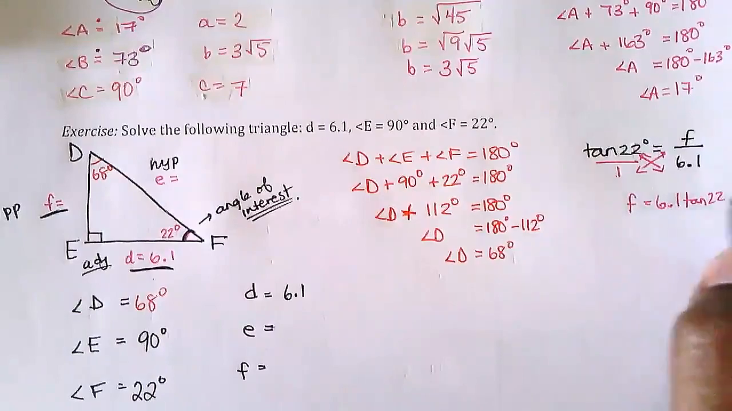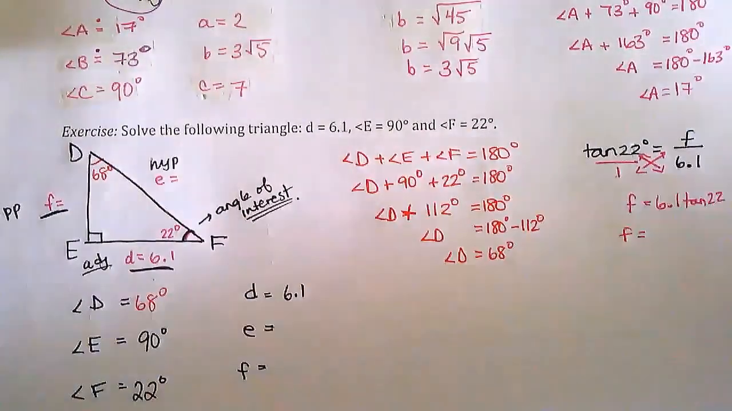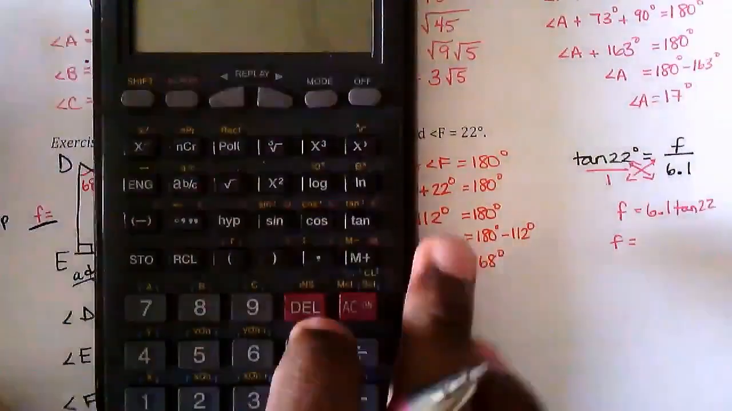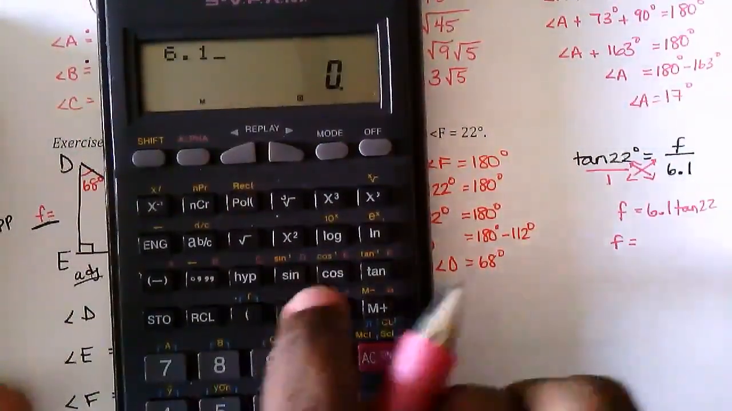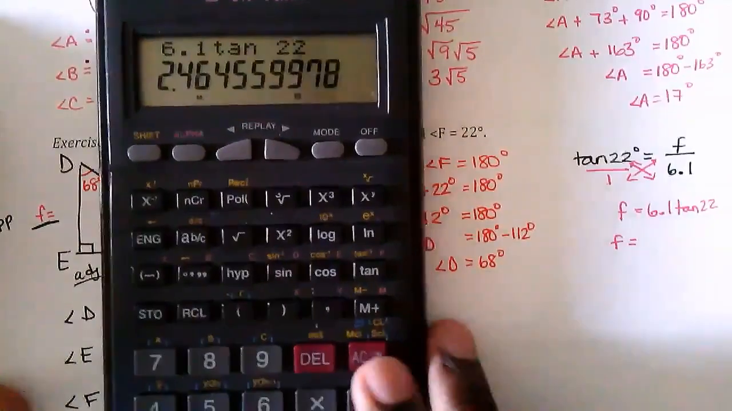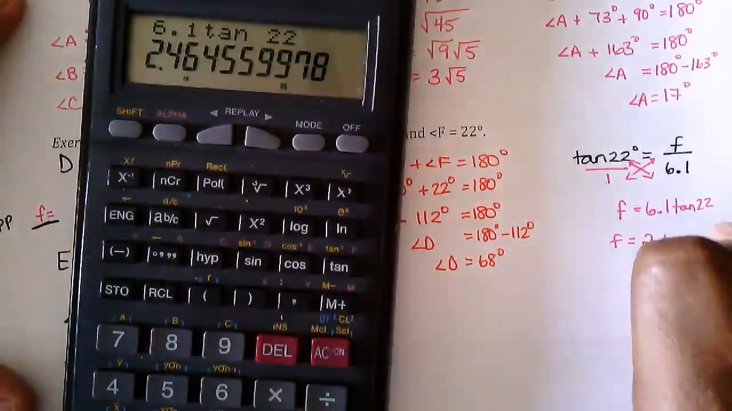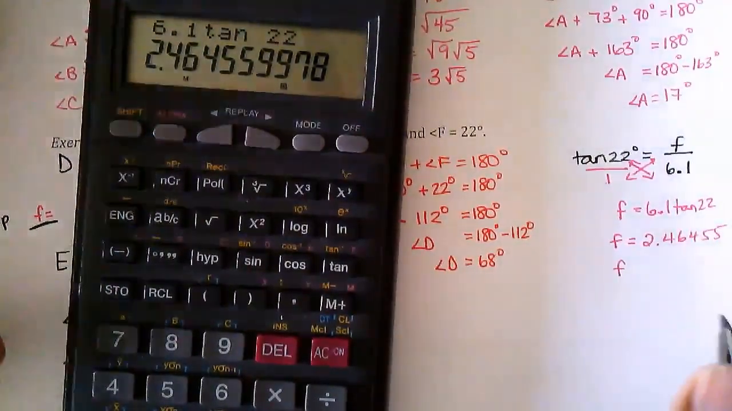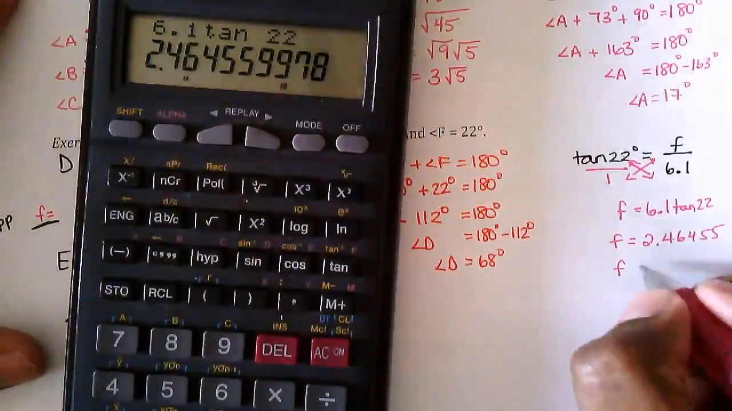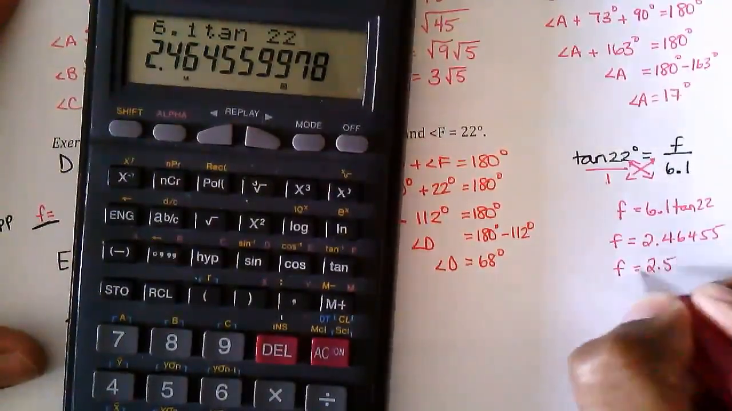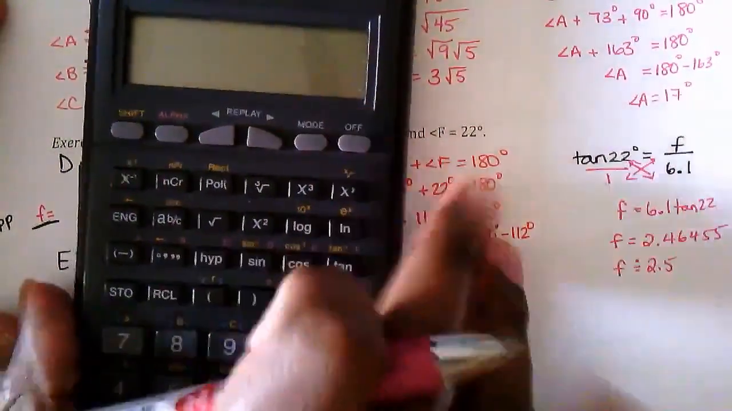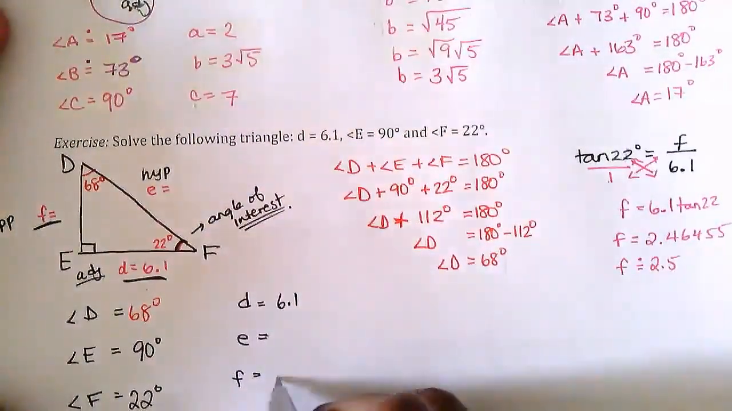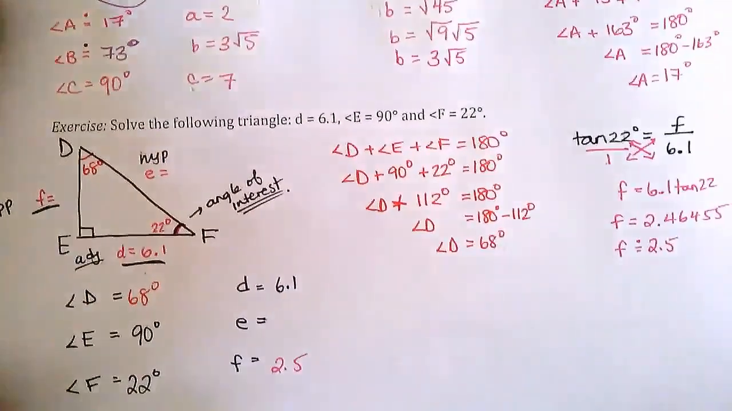I've isolated for f. All I need to do now is plug this into my calculator. So I have 6.1 tan 22, and that gives me 2.46455. And the instructions above said all lengths to one decimal place, so that's about 2.5 units. Okay, so I've solved for f, which I'm going to record here.